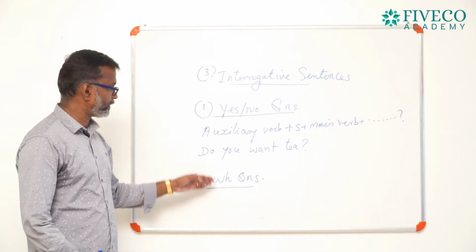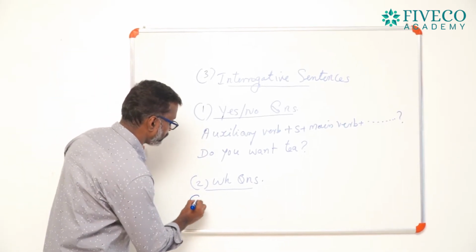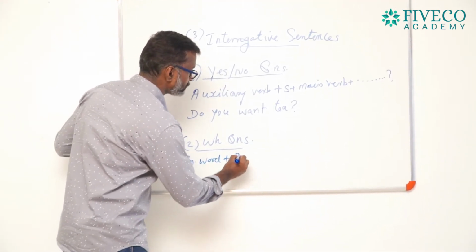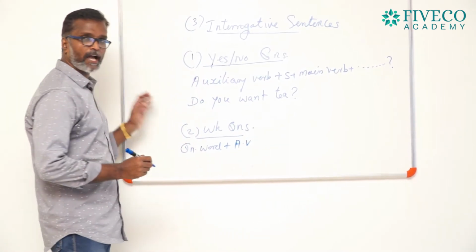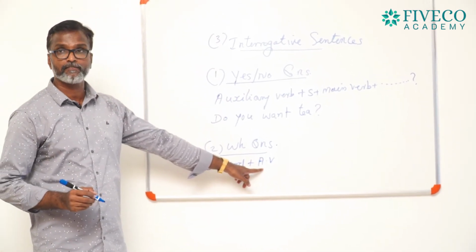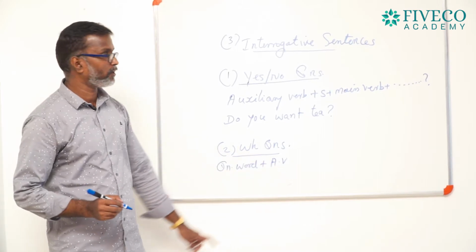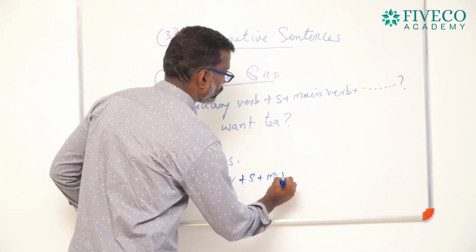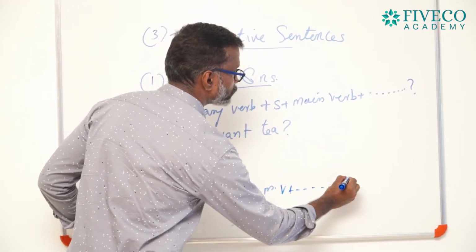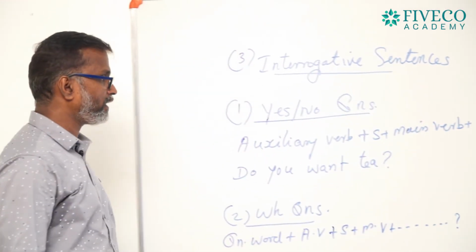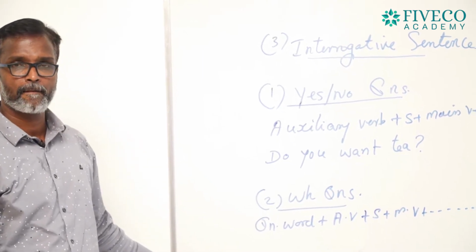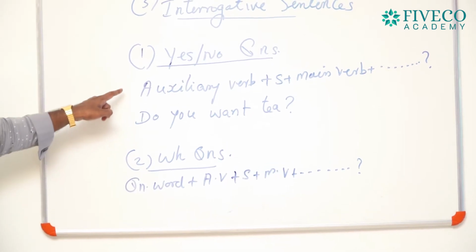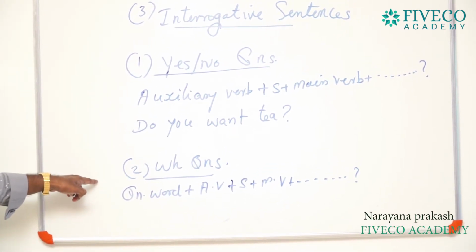It has a formula here like this: question word plus auxiliary verb. I write only AV here, which means auxiliary verb, plus subject plus main verb, remaining portion of the sentence, and finally you can put the question mark. Okay, you just look at these two formulas.